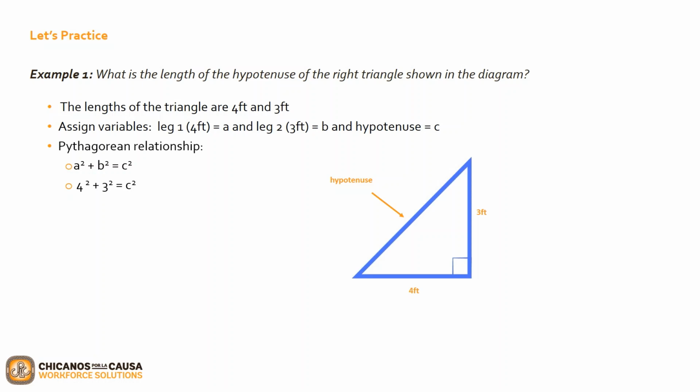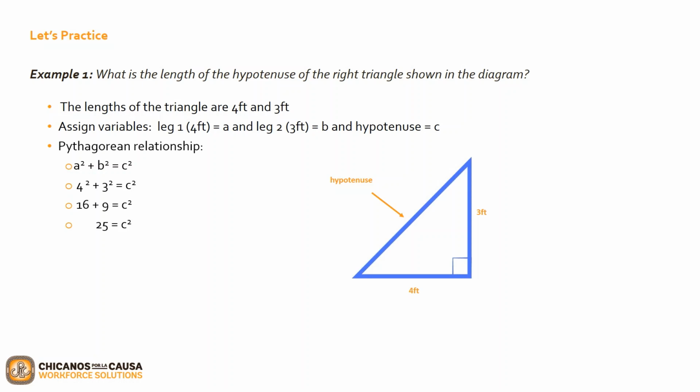So let's replace all the variables with actual values. Remember that we gave the variable A, it was 4 feet, B was 3 feet, and C squared is the variable that we are trying to find. So here we have 4 squared plus 3 squared equals C squared. So 4 to the second power is 16. 3 to the second power is 9. So then we add common terms. We add 16 plus 9, which gives us a total of 25.